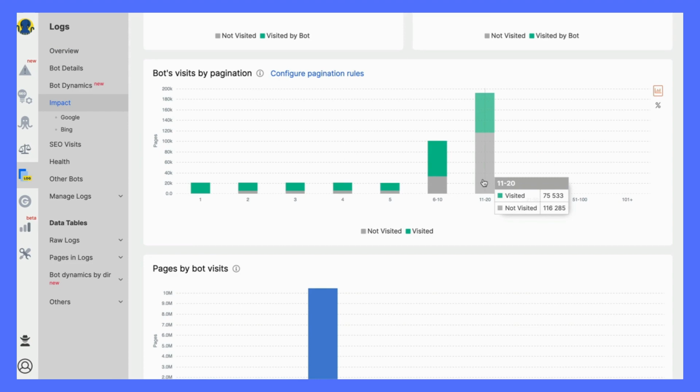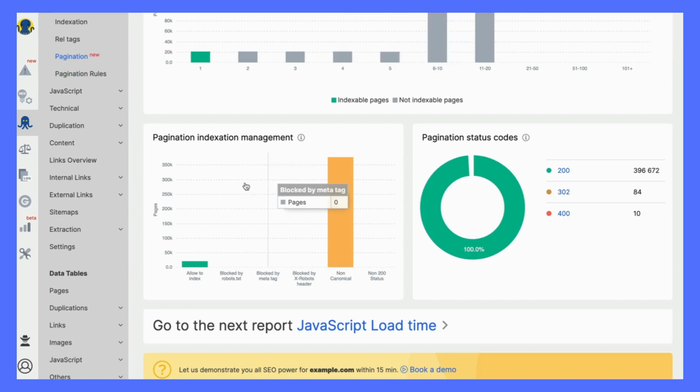In another case, we see such a situation, which also reflects that the bots of Google visit the pagination pages, and also the number of pagination pages is very big, like 20 as well. And you see that there are a lot of such pages visited. And the interesting part is to analyze how these pages are managed in terms of indexation. And in this case, we see that the majority of pages are non-canonical. And that's the case to dive deeper and to analyze.